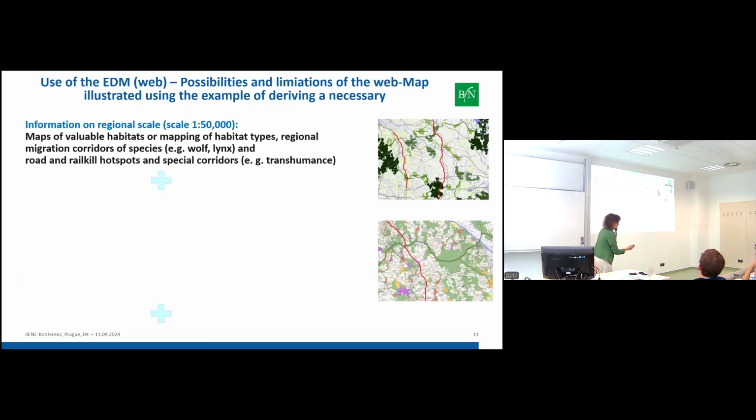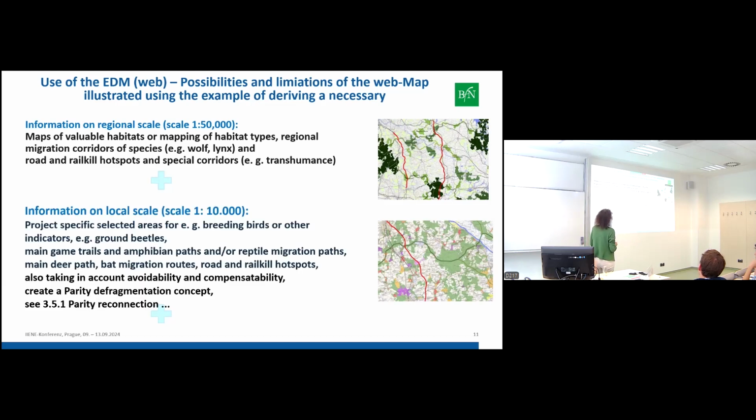Then if you go much deeper to the regional level, you have maps of valuable habitats and mapping of habitat types, regional migration corridors, for example for lynx, and roadkill and railkill hotspots and special corridors. For example, Spain, which are very important for connectivity. And then when you go much deeper in the planning process, there is other information to look at, where you can defragment. And there we have a priority reconnection plan.